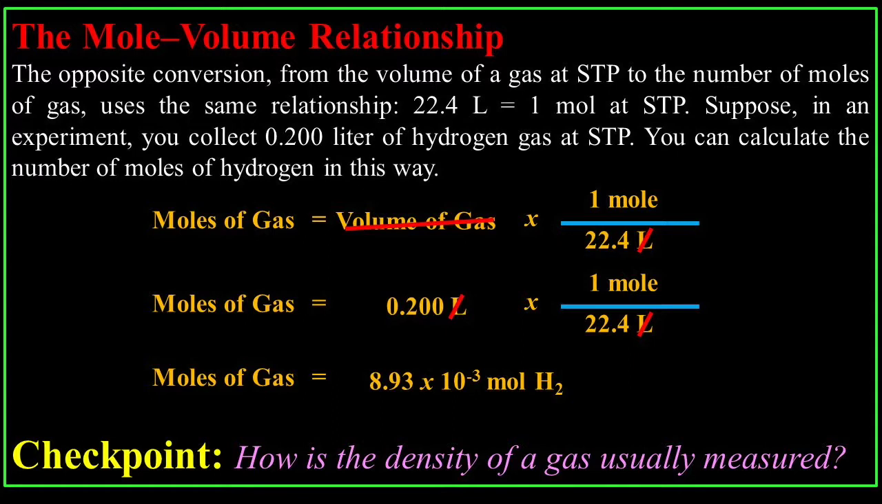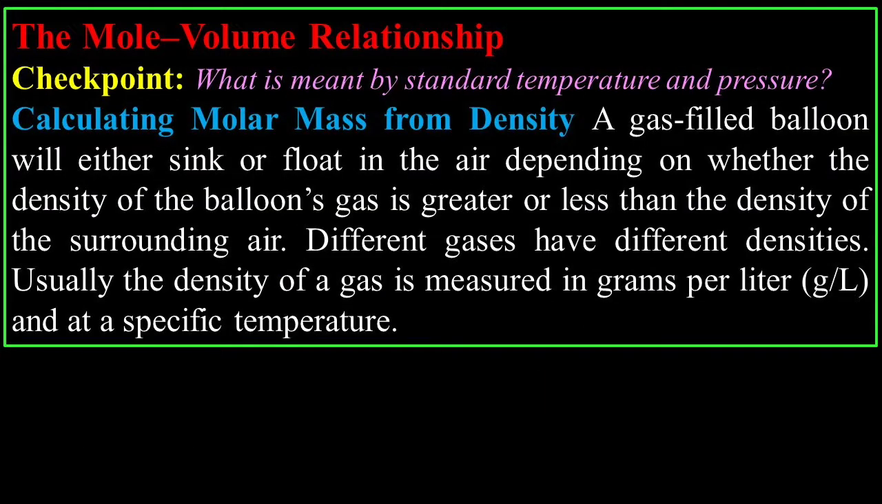Moles of gas equals 0.2 times 1 mole over 22.4 liters. Moles of gas are going to be 8.93 times 10 to the negative 3 moles of hydrogen. Checkpoint. How is the density of gas usually measured? What is meant by standard temperature and pressure, which we've already seen?